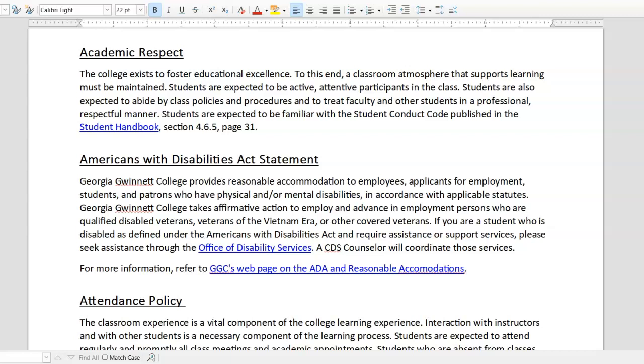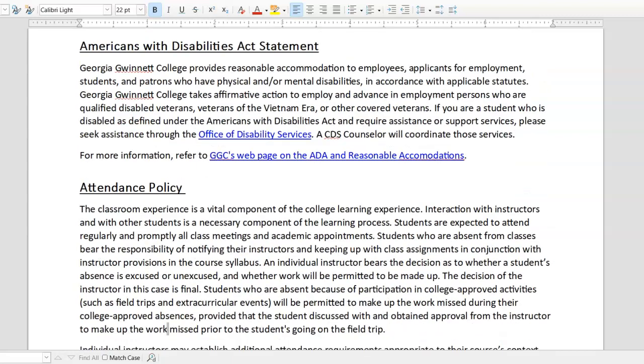All right, the ADA statement. Again, because this is online, for the most part, this should not be too difficult for most of us. But if there are things or accommodations you need, again, see the Office of Disability Services.